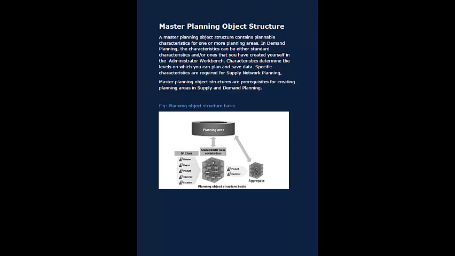What are characteristics? They are the objects by which you can aggregate, disaggregate and evaluate business data. For example, characteristics are product, location, customer, division and region. And these characteristics and key figures are defined in the administration workbench in internal business warehouse.